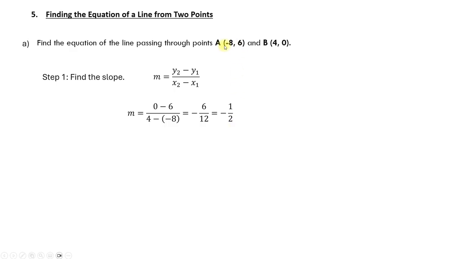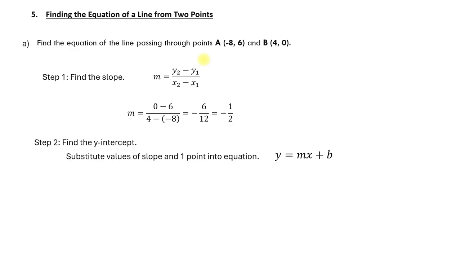So this is our y1 value right here, 6, and this is our y2 value. So 0 minus 6 over 4 minus -8, that's that right there, results in -6 over 12, which reduces to -1/2. So that's how we use this formula to come up with the slope. Once we have the slope, we now have enough information to plug it into the y equals mx plus b form.